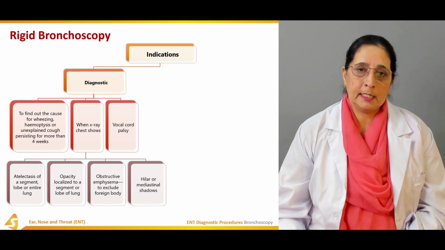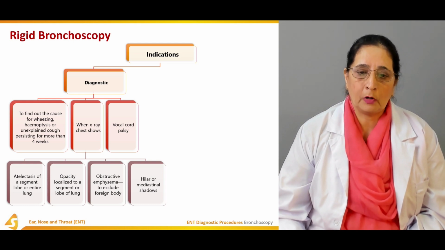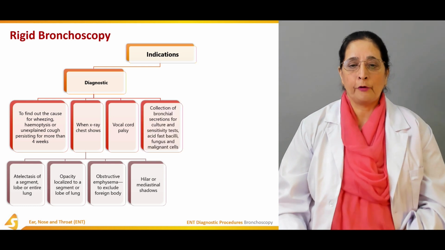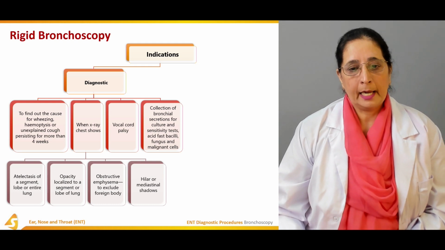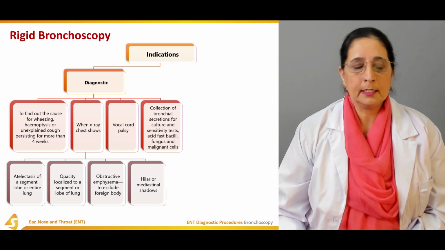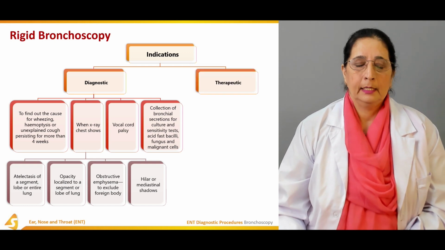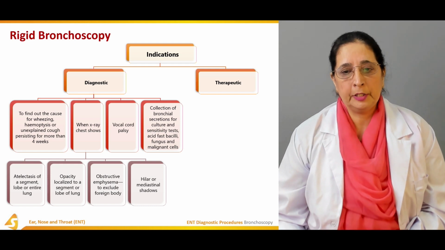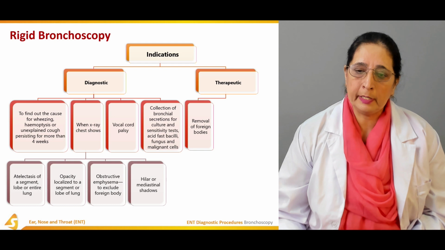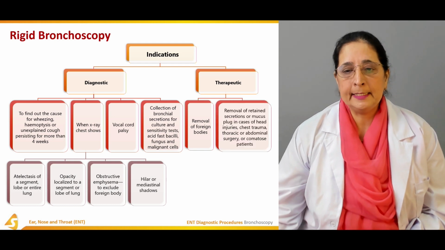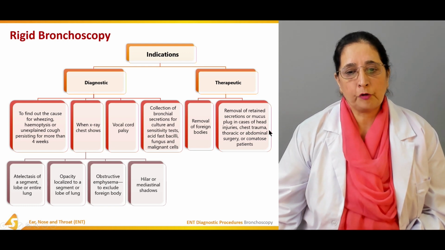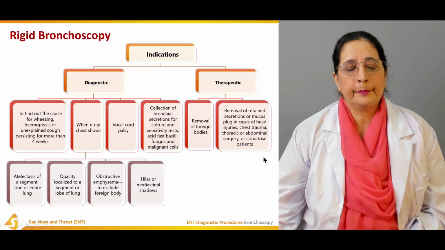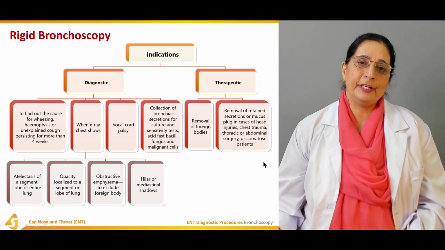Vocal cord palsy is another indication for rigid bronchoscopy. Also, collection of bronchial secretion for culture and sensitivity test, acid-fast bacilli, fungus, and malignant cells. Therapeutic indications for rigid bronchoscopy: removal of a foreign body, removal of secretions and mucus plugs in case of head injury, chest trauma, thoracic or abdominal surgery, or a comatose patient. So all these are the indications of rigid bronchoscopy.